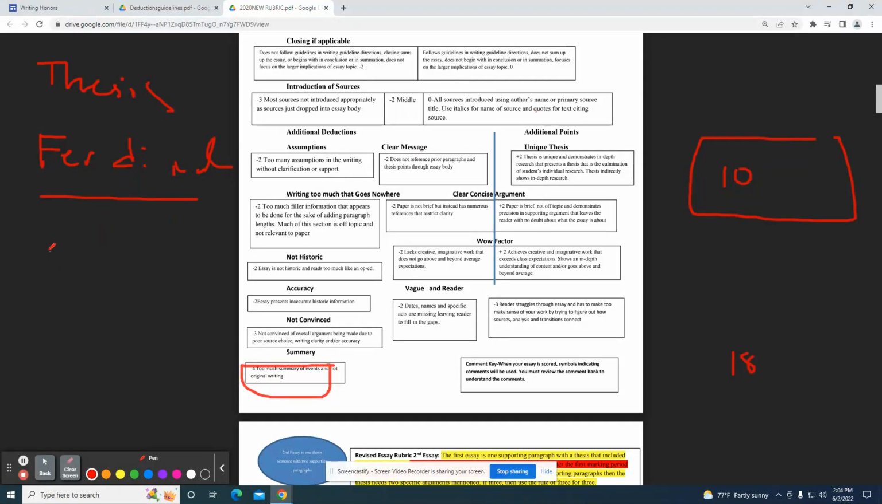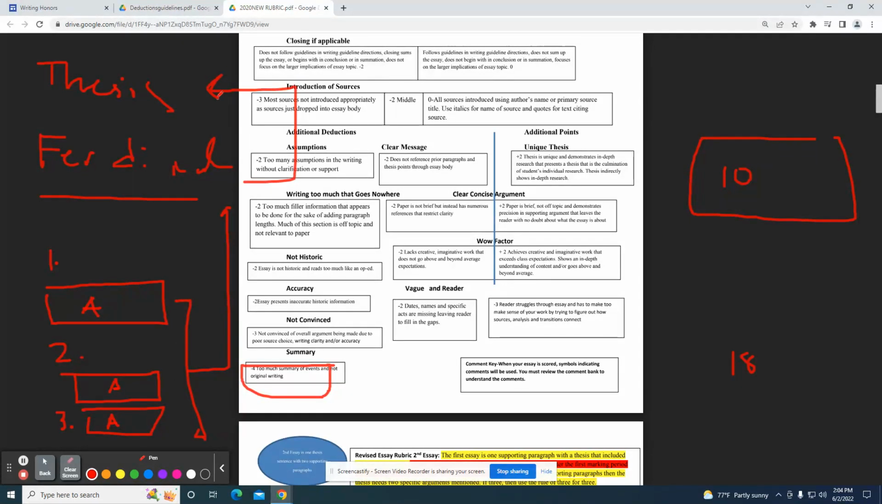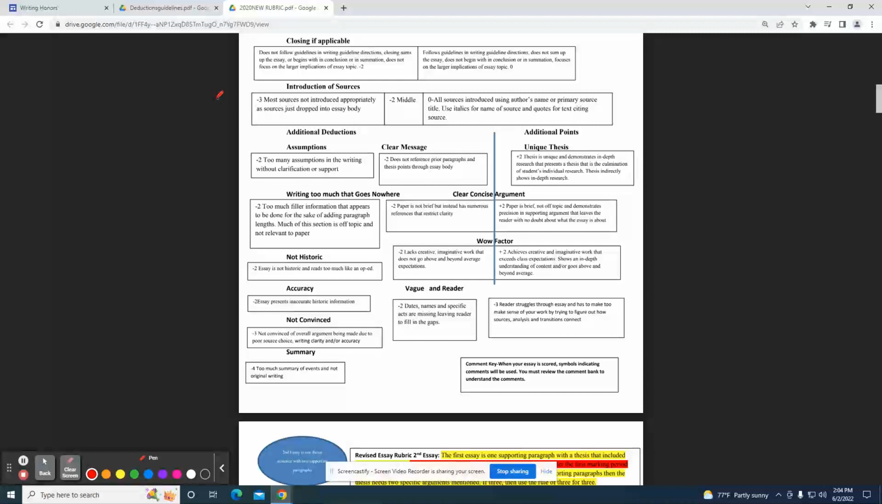I need to see source 1, your analysis of source 1, source 2, your analysis of source 2, source 3, your analysis of source 3. And all of them have to link back to Ferdinand. Why? Because you told me that was in your thesis. If you are not using that method, you will receive deductions in these areas. Paper is not brief. Instead has numerous references that restrict clarity. Does not reference prior paragraphs and thesis points throughout essay body.